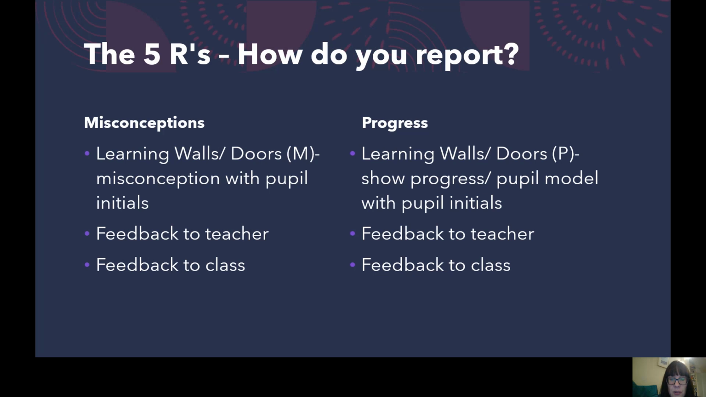How do you report? So how do you report the misconceptions? Again, do you use the learning walls and the doors? Do you put an M next to any misconceptions and the pupils' initials? Do you feed back to the teacher? And do you feed back to the class? Do you stop the class if you've recognised and you've recorded a misconception? Do you report it to the class? And the same with progress. Apart from with progress, you don't put an M, you put a P, and you would probably put up a pupil model, if possible, upon the board so that everybody can see.